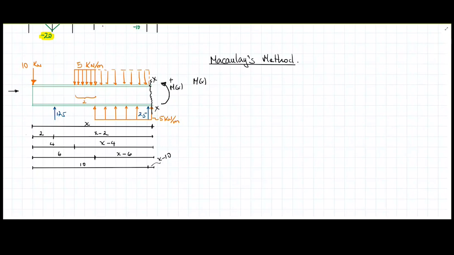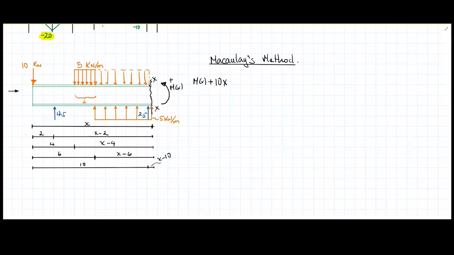Let's consider the first one. This is going to be 10 times x. Now, this is interesting. This is not going to be written in any Macaulay's brackets because if I start counting the deformation of the beam from the left end till the end of the beam, this 10 kilonewton point load is going to be active all the time. So I can write this x without any Macaulay's brackets, so I don't get confused in that sense.